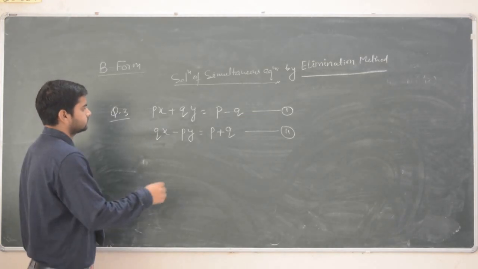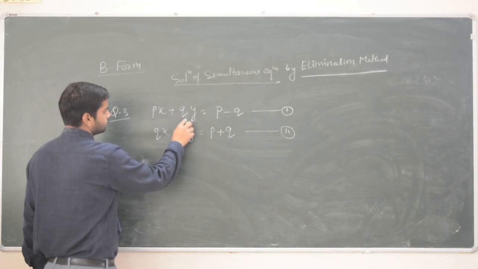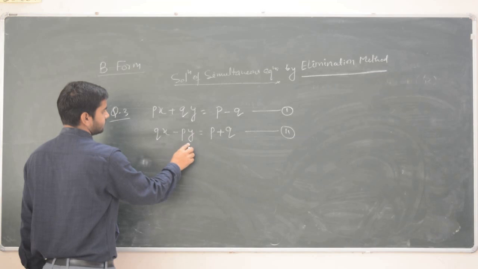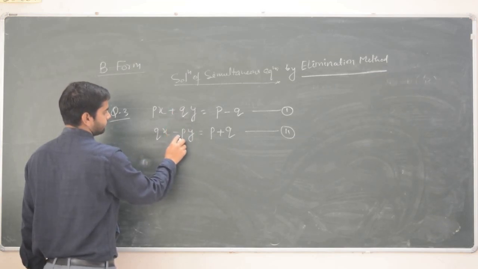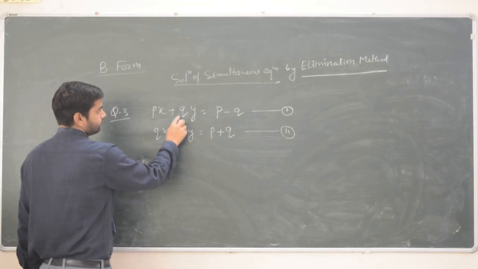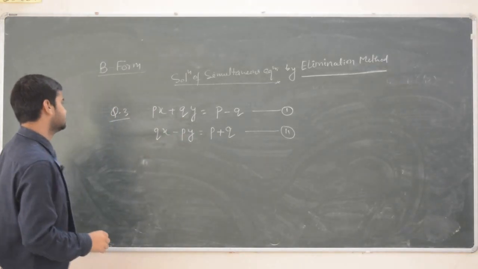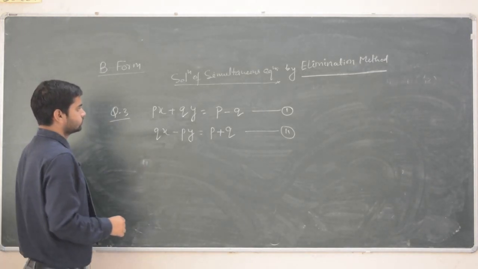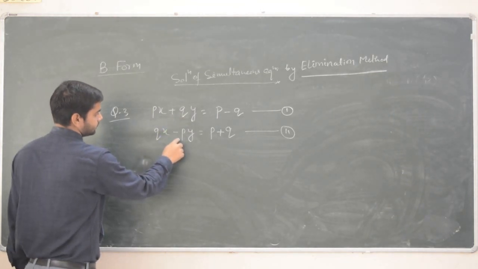So suppose I want to eliminate this y. Here it is q, here it is minus p. If we want to make these two coefficients the same, then here I have to get p and here I have to multiply with q. So if we get pq here and pq here, then we can eliminate the variable y by adding these equations.